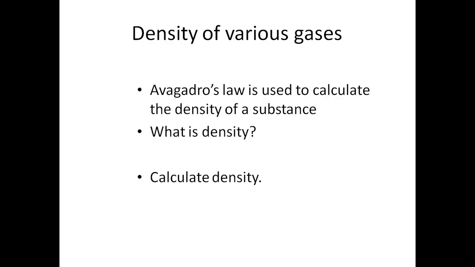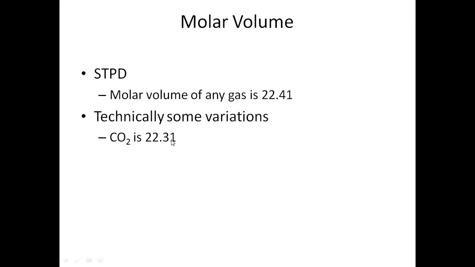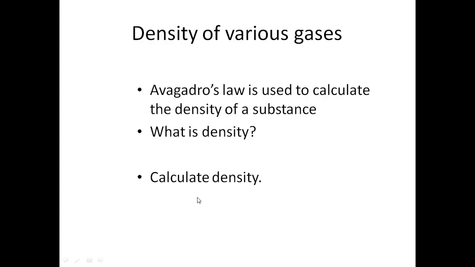In reality, there's a few variations depending on the physical and chemical properties of a given gas. So, for instance, for CO2, the number actually comes out to 22.31. So what about density? We use Avogadro's law to calculate the density of substances. So given that constant molar volume of 22.4, how do we calculate density?